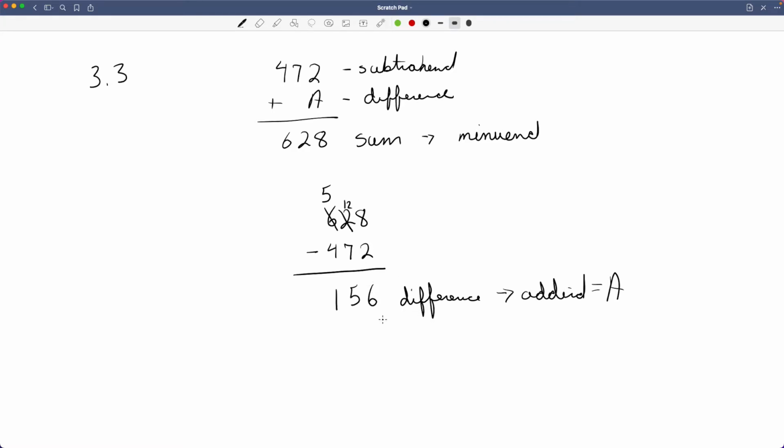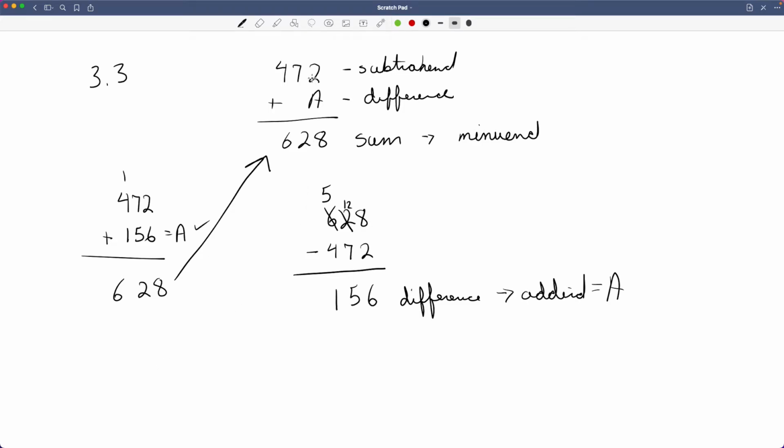Now we can check this answer. We can say 472 plus, and let's take the addend that we found, put it here, 156, and add them together and see if we get 628. So that would be 8, that would be 12, carry 1, and that would be 6. Because it matches, we know that we found the value of A. So this equals A, and that is correct.